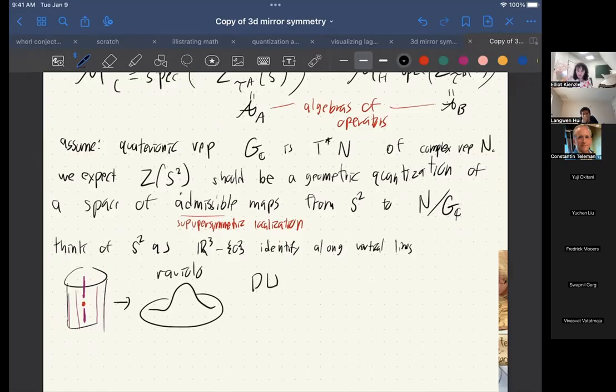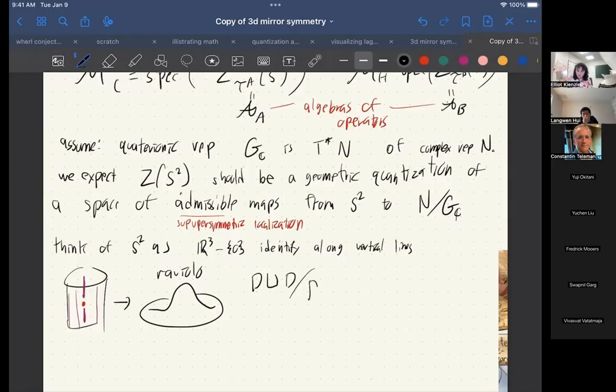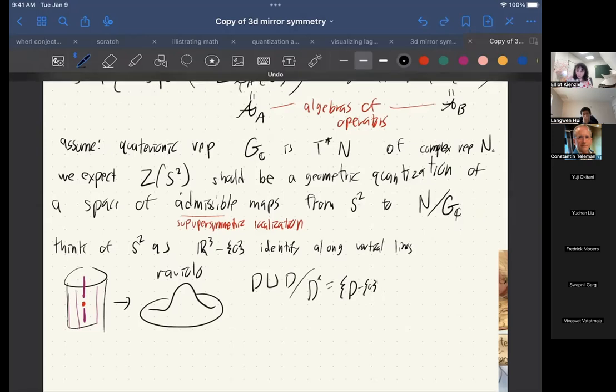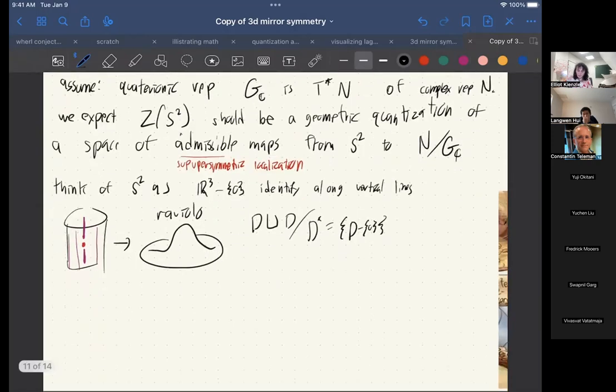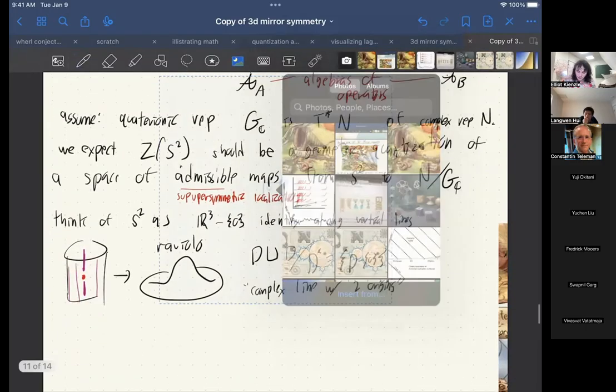Mathematically, it's described by a disjoint union of two disks, the top and the bottom disks, where we quotient them out by the equivalence gluing along the disk with the origin missing, which is D minus 0. So we can also think about this as a complex line with two origins. So it does not have a Hausdorff topology. And here's my little picture of the raviolo.